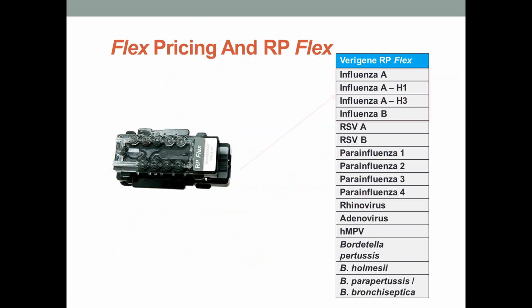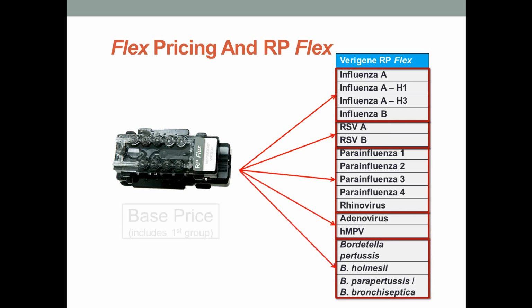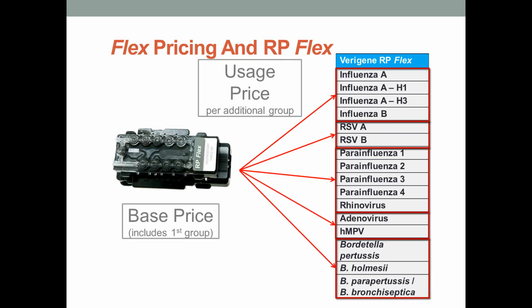So the RP Flex pricing is divided into groups, and again, I'll just touch on this. But there's a base price when you reveal the results for the first group, and then for each additional group that you access the results for, you're charged a usage price. So you can really just see one group and pay a very low price, but then if you need to see the rest of it, then you can reveal those other results as needed.